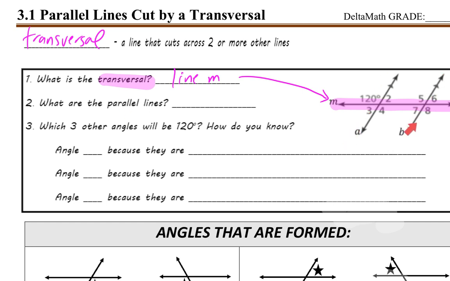Okay, then the parallel lines. Parallel lines are the ones that go like that. And we're going to look for that symbol right there, the one that has the arrow on it. That's going to tell us that it is parallel. So we see that there and we see that there. These are the parallel lines, right? So lines A and B. Those are the parallel lines.